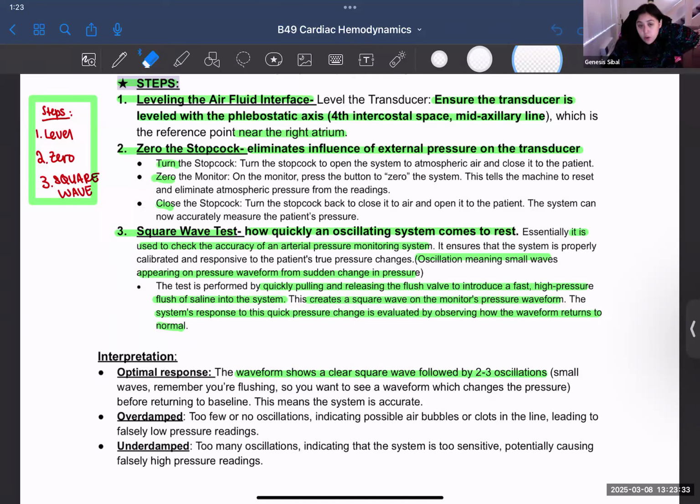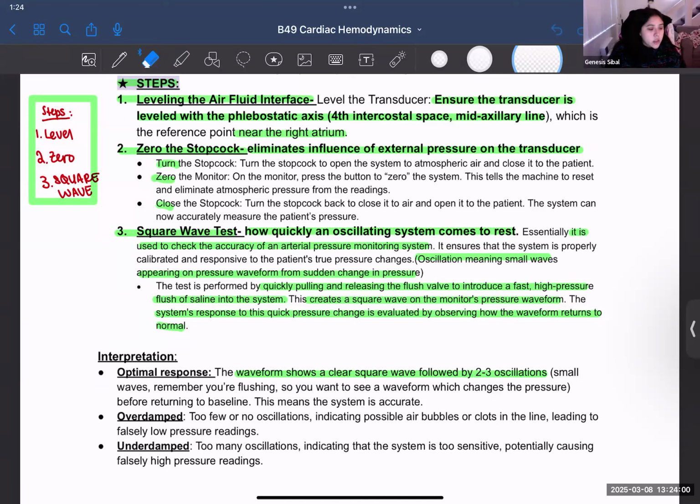With zeroing, basically you're eliminating any influence of external pressure on this transducer because it has to get that pressure from your arteries or veins or whatever you're monitoring. It's crazy how the technology works. Then it's going to transmit into a waveform, but you need to zero it, right? Same thing as zeroing a bed before a patient gets into it. Same thing as me weighing my food. You have to zero it.